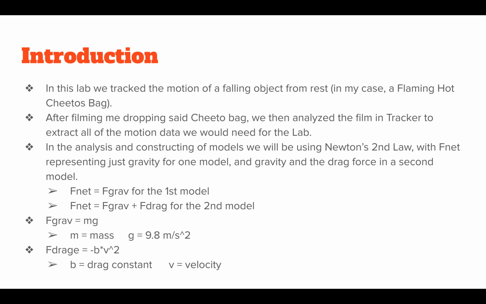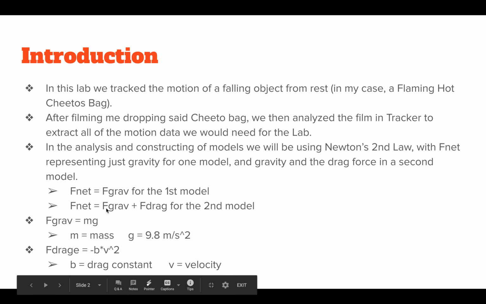And we used this information to create two models, one which accounted for just gravity and one which accounted for gravity and drag force. In the analysis and constructing of the models, we'll be using Newton's second law, with F net representing just gravity for one model and, like I said, gravity and drag force in the second. You can see those two equations here. When F net is just gravity, it'll be just mg, with mass and the g constant making up that equation. But when it's F grav plus the drag force, it'll be mg plus negative b times velocity squared, where obviously v is velocity and b is the drag constant.